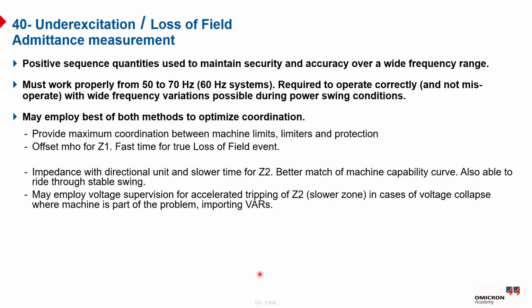And the scheme often combines the advantages of both admittance and impedance methods for optimal coordination with the generator limits and protection. So zone 1 uses the offset MHO element with a fast trip time to quickly respond to true loss of field events. Also, Z2 uses the impedance with the directional limit, as you can see, and also a slower time delay, aligning better with the generator capability curve and allowing the system to ride through a stable swing. Additionally, the voltage supervision can accelerate the Z2 tripping during a voltage collapse, especially when the generator starts importing reactive power and contributing to the system instability.